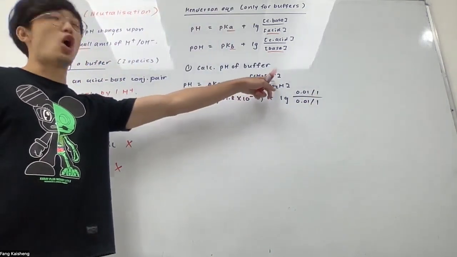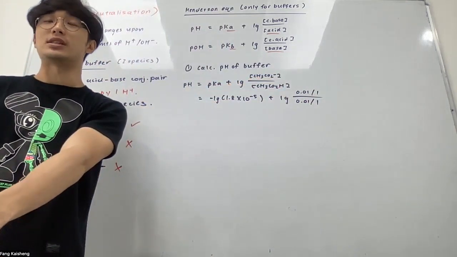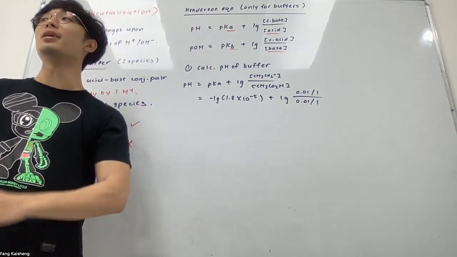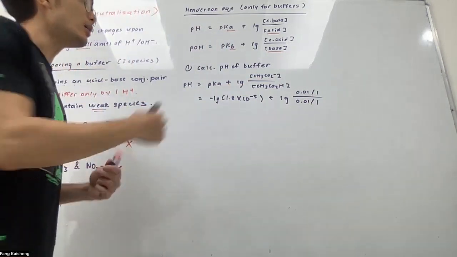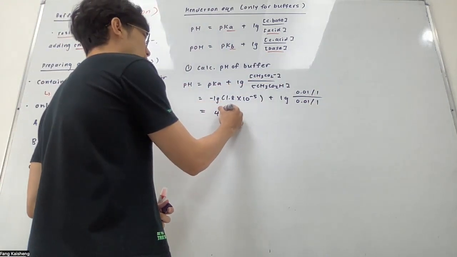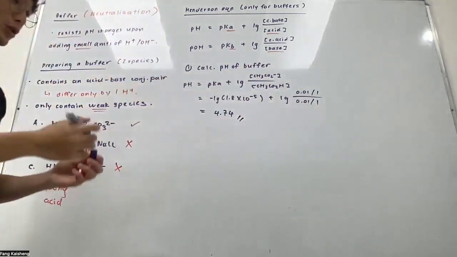The formula is in concentration. The values they've given you is in moles. It's a small little thing. I know the answer is still the same, but I don't know how strict your teachers can be, so let's just be safe here. Your final answer here should be 4.74, because log 1 is equal to 0, so that one doesn't actually count.